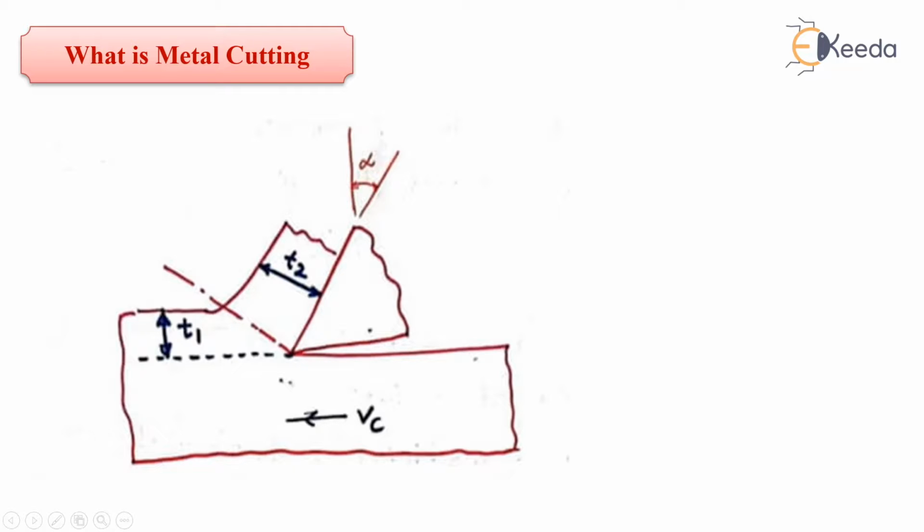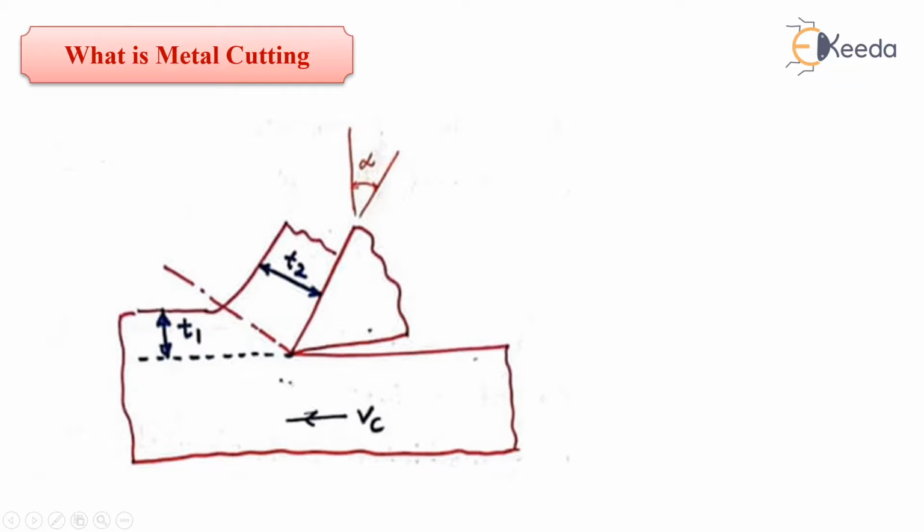So the plane along which the workpiece is shearing is known as the shear plane, or the plane which is separating. You can see here the plane is separating this cut chip from the workpiece, or the cut chip from the uncut chip or undeformed chip, right? So this is the shear plane.